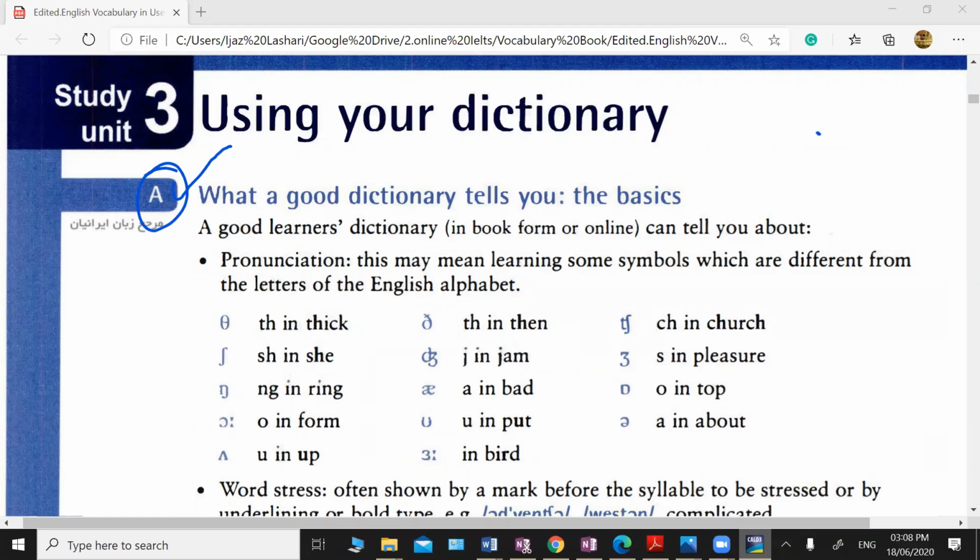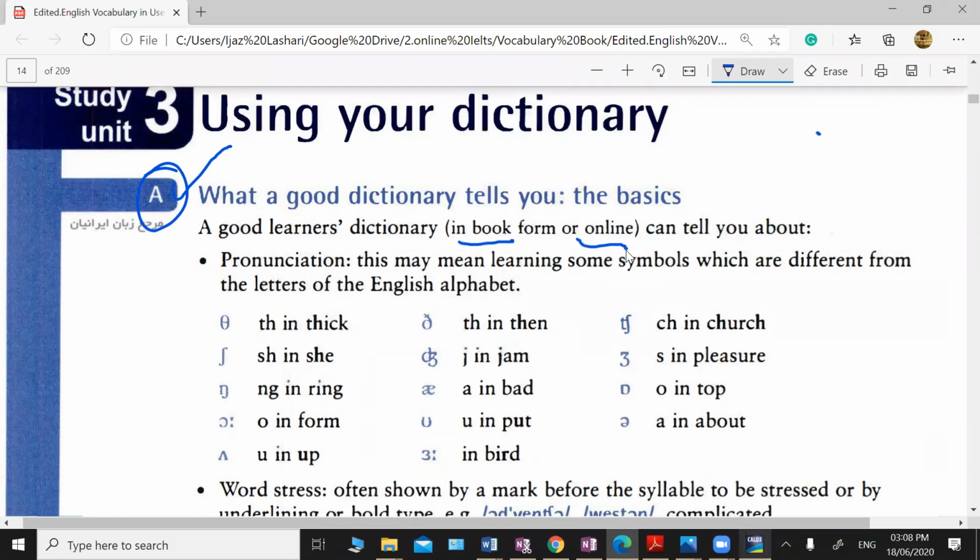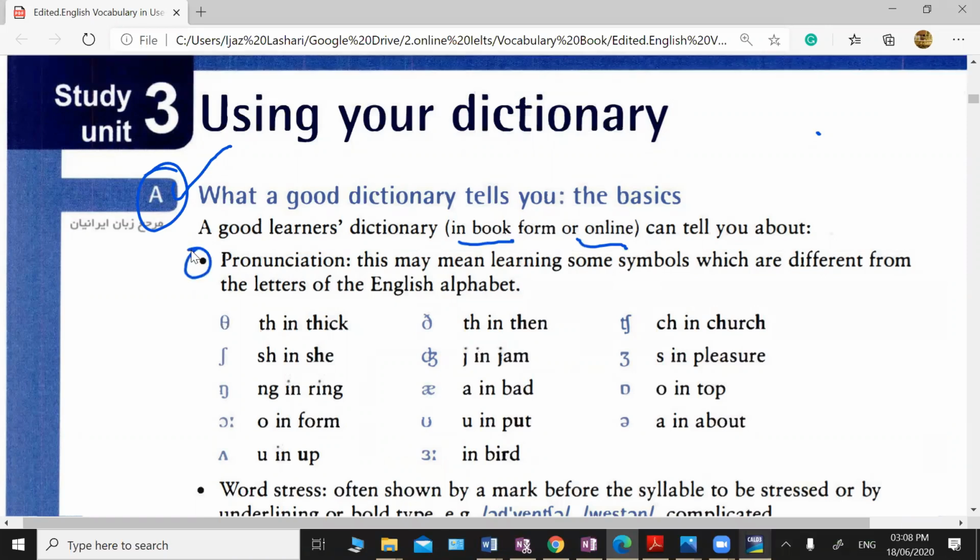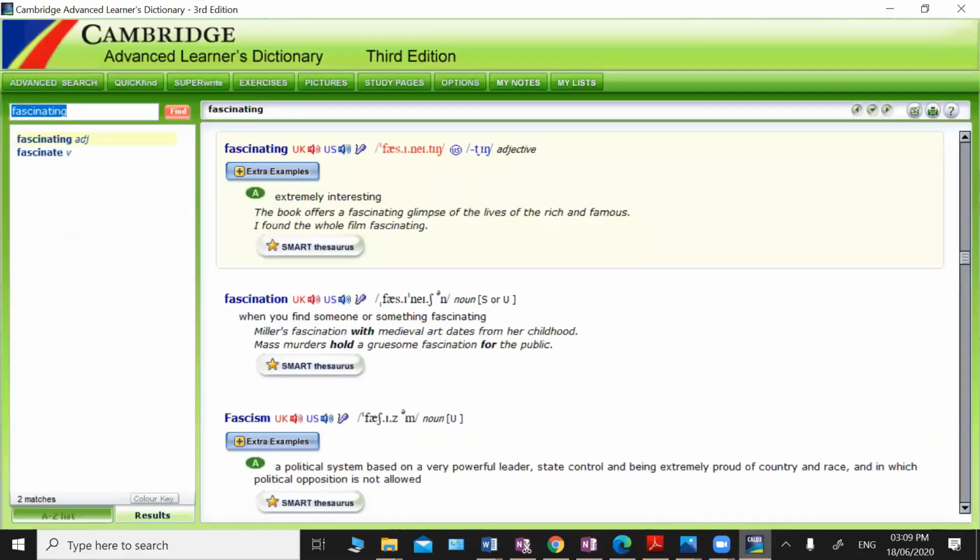A good learner's dictionary, in book or online, can tell you about pronunciation. So that's the first thing we will see. Pronunciation. This may mean learning some symbols which are different from the letters of the English alphabet. I'm sure you all will be familiar with these strange kind of letters which you see when you look at the dictionary. For example, in the dictionary which I have here, the word which I chose is fascinating. This is the word which we are going to study today.